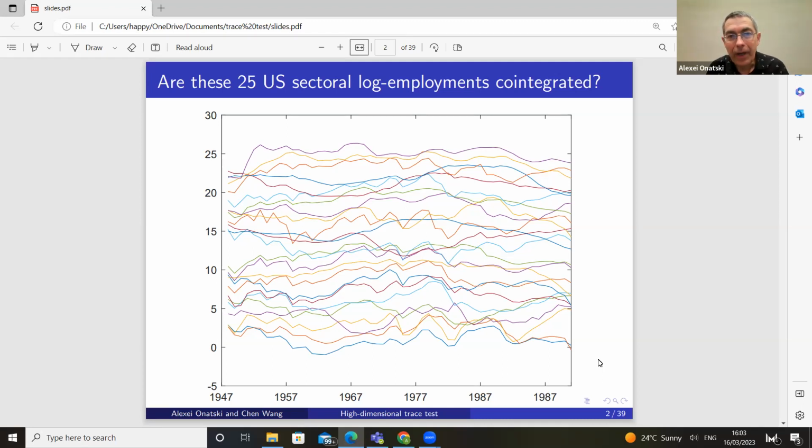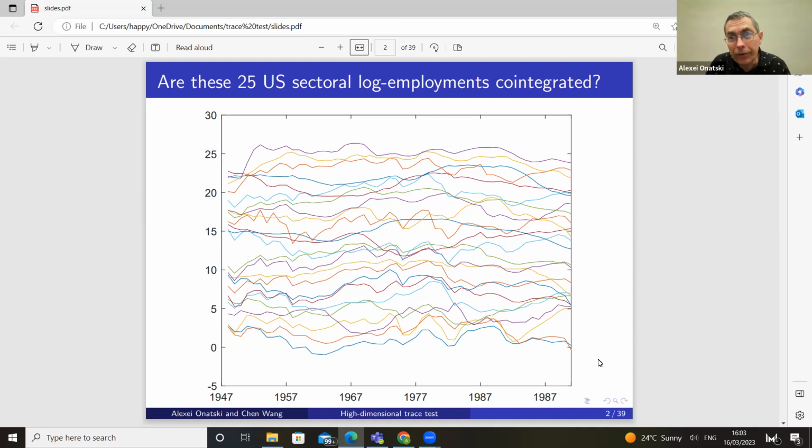But my question would be, how would you test that there is no cointegration here, or maybe there is cointegration here? In fact, it's probably quite obvious that there is cointegration here. But again, I'm using this data just for illustration, because what I will be talking about is the test for no cointegration. And for the test for no cointegration, there are many tests available.